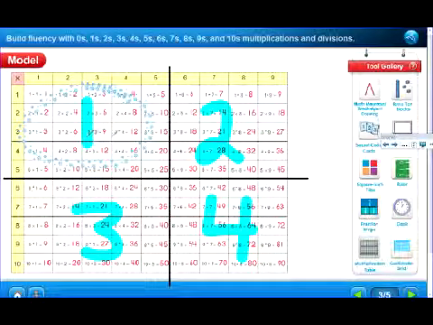We know 3 times 2 is 6. We know 4 times 4 equals 16. And we know our 5 times tables. We've learned those because we've basically practiced some of these since we were little kids. 2, 4, 6, 8, 10, 5, 10, 15, 20. So that's our easy ones.